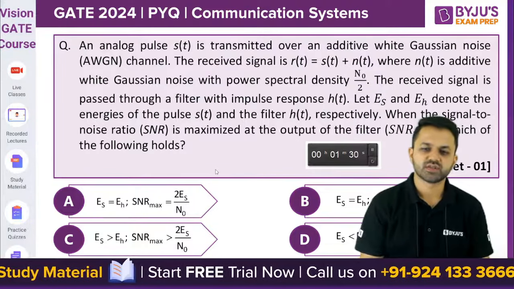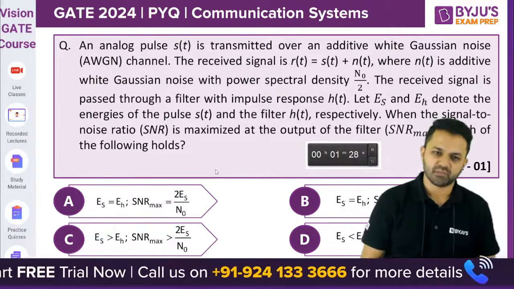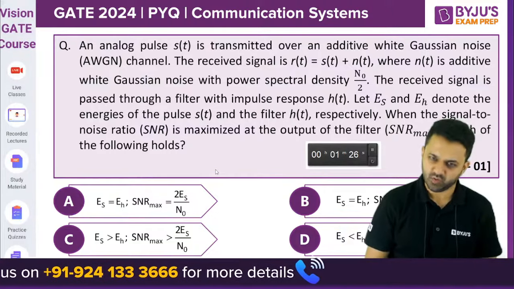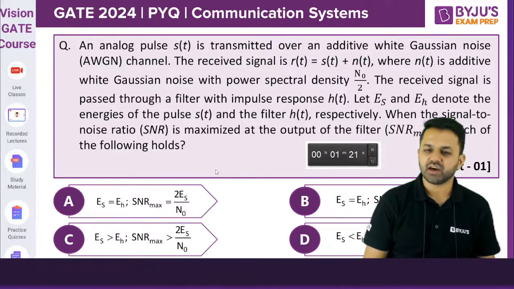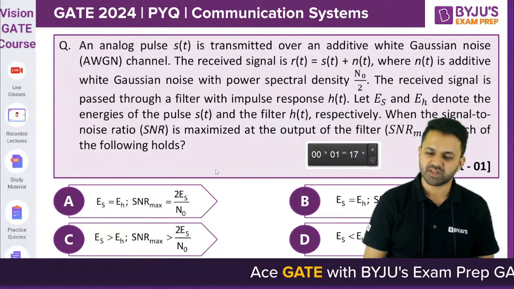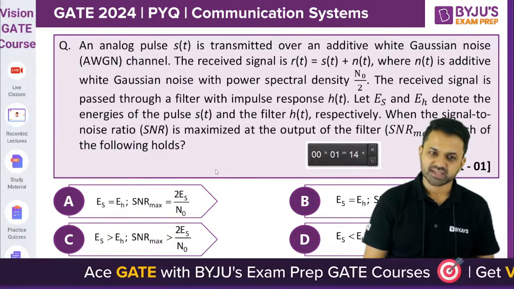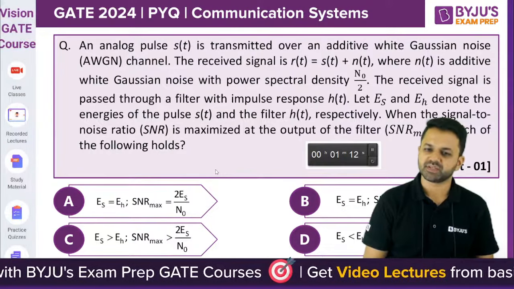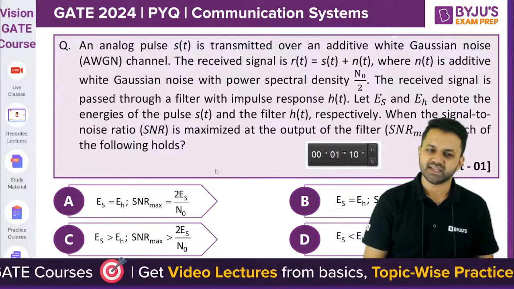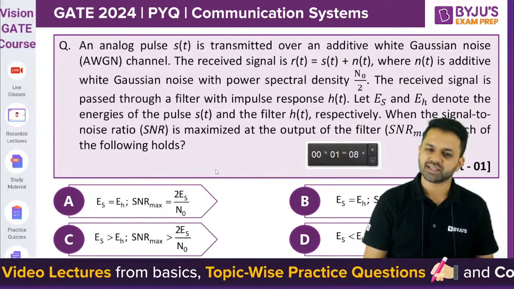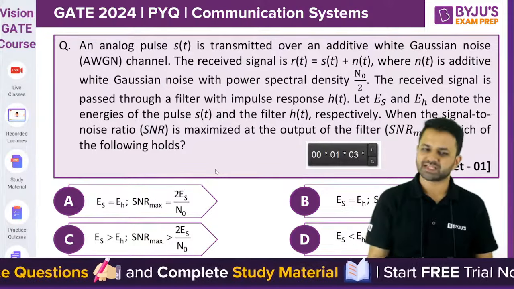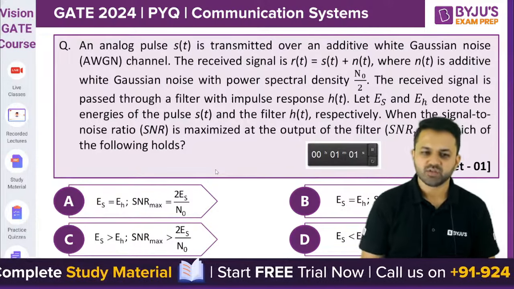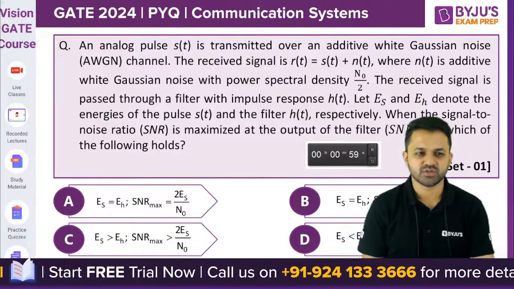So here in this question, it is given that an analog pulse S of t is transmitted over an additive white Gaussian noise channel. The received signal R of t is equal to S of t plus N of t, where N of t is additive white Gaussian noise with the power spectral density N naught by 2. The received signal is passed through a filter with the impulse response H of t. Let ES and EH denote the energies of the pulse S of t and the filter H of t when the signal to noise ratio is maximized at the output. So what is the maximum signal to noise ratio?